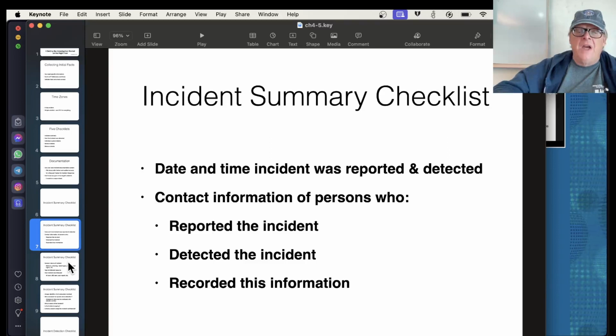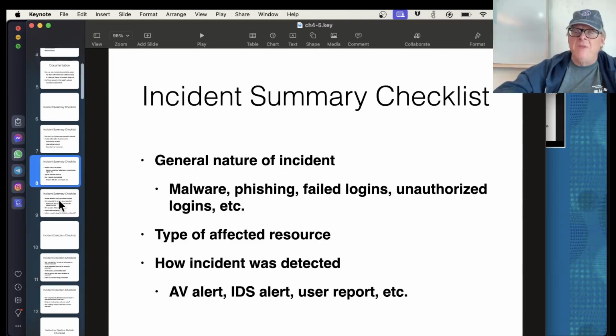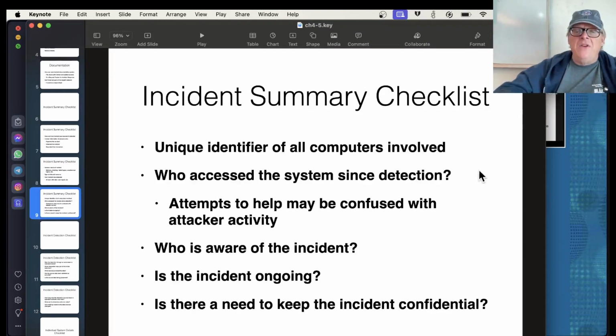All right, and so here's the incident summary, the time it was detected, contact information of the people involved, everybody involved so you can reach them if you have questions later, the general nature, type of resource, how it was detected, which is typically something like an antivirus alert that pops up, or a user discovers something nasty happening, like they can't get their email. Then you keep unique identifiers of the computers involved, who's been using the system, who's aware of it, is it ongoing, and to what extent do you have to keep it confidential. These are clearly important things you should know about.